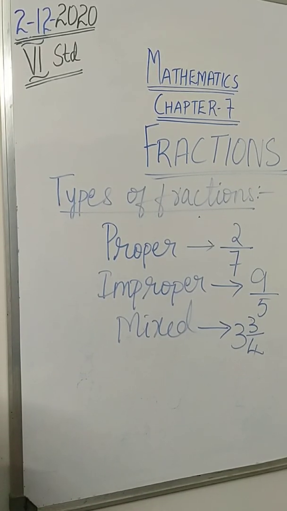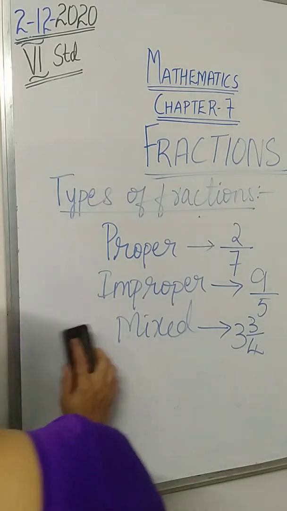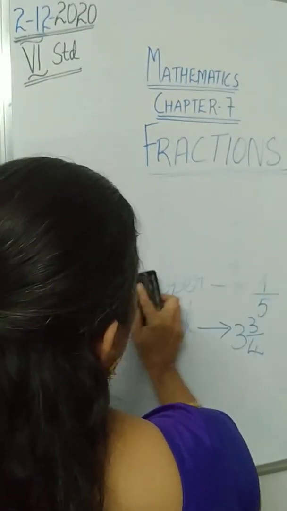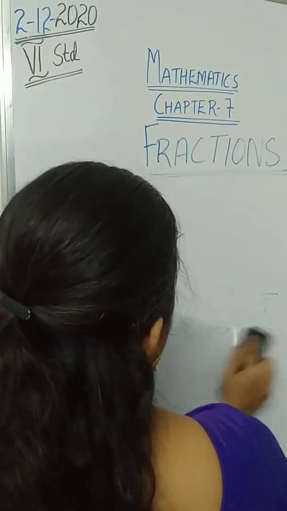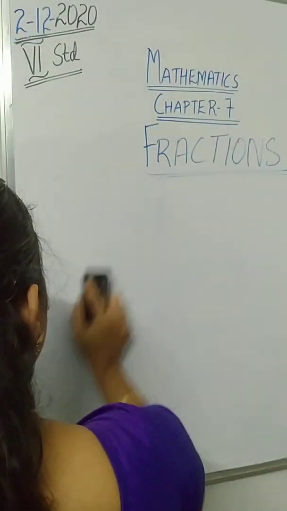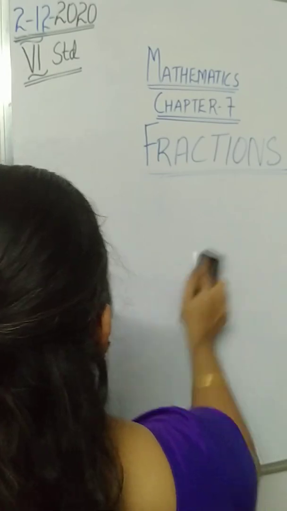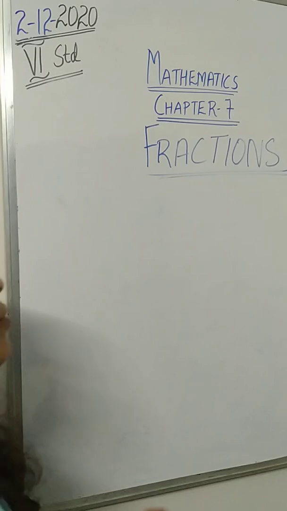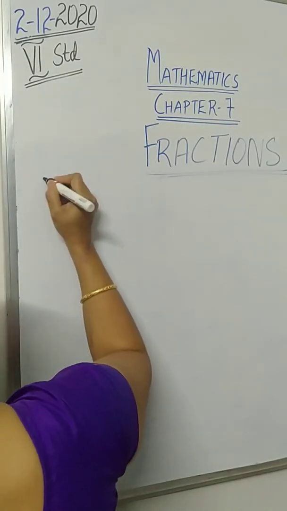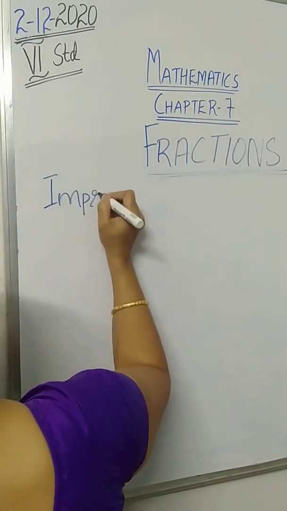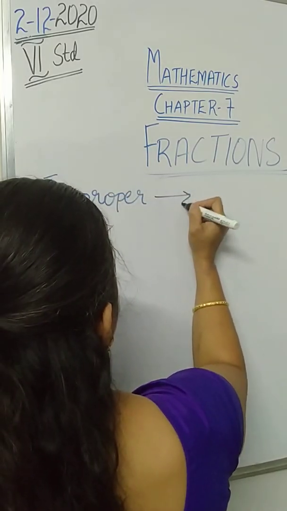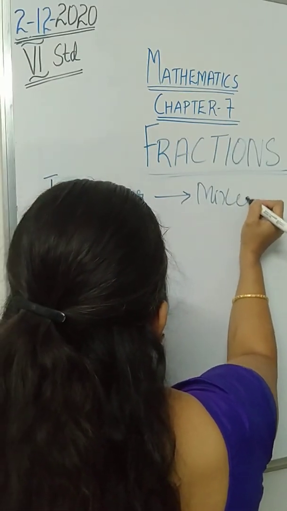Now, let us learn the conversion. Proper fraction cannot be converted to anything, but the improper fraction can be converted to mixed fraction. Also, the mixed fraction can be converted to improper fraction. Let us learn together. That is improper fraction to mixed fraction. How to convert them? Let us learn now.